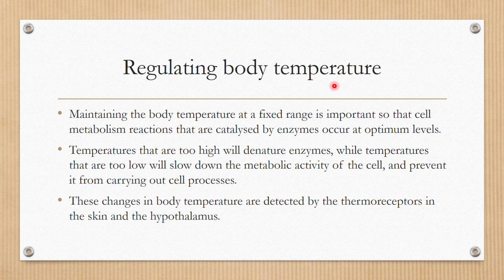Now, regulating the body temperature. Maintaining body temperature at a fixed range is important because the cell metabolism is catalyzed by enzymes, and you know that enzymes have to function at optimal levels. If it is too high, what will happen to the enzymes? It will be denatured. But if it is too low, then the metabolic activity of the cell is slowed down. Maybe even the process cannot be carried out. So these changes in the body temperature are detected by the thermoreceptors, which are in the skin, and the hypothalamus. Do you still remember the hypothalamus in the brain?